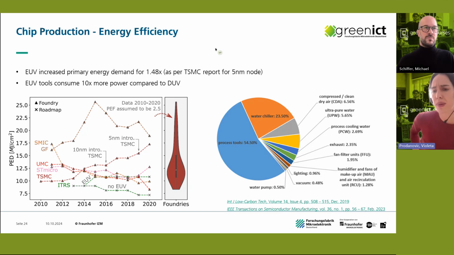It has been announced by TSMC that EUV-related processes are consuming almost 1.5 times more electricity compared to, I quote, mainstream technology nodes. And yes, EUV tools use 10 times or more power compared to DUV. On the right side, there is a graph which represents what portion of electricity in a fab environment is spent on different processes. The most pronounced ones are, of course, processing tools, water chillers, and then there are CDA processes and generation of ultra pure water.